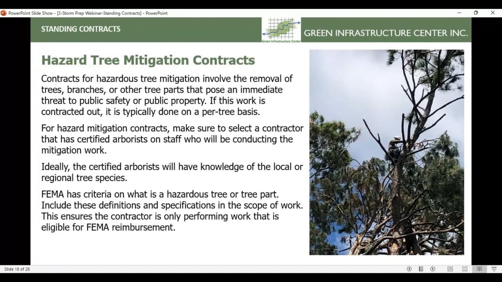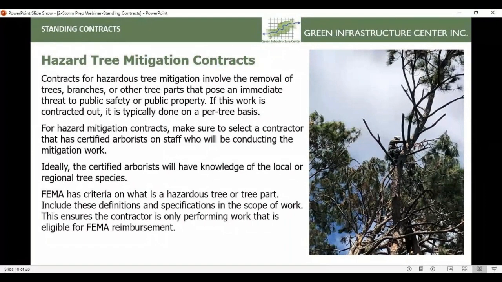FEMA has criteria on what it considers a hazardous tree or tree part, and you want to include these definitions and specifications in the scope of work to make sure that that mitigation work is following these particular specifications, because FEMA will not reimburse for tree parts that don't meet these specifications. So another really important thing to think about.